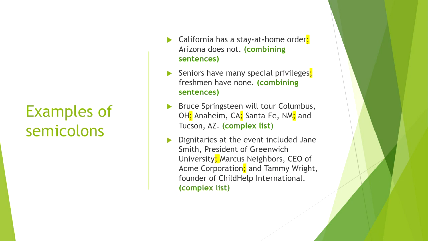So here's another example. Dignitaries at the event included Jane Smith, president of Greenwich University; Marcus Neighbors, CEO of Acme Corporation; and Tammy Wright, founder of Child Help International. So notice again there's a comma already in that phrase. So you have a series here, in this case three, and there's already commas built into that series, so the semicolon is preferred in that case.